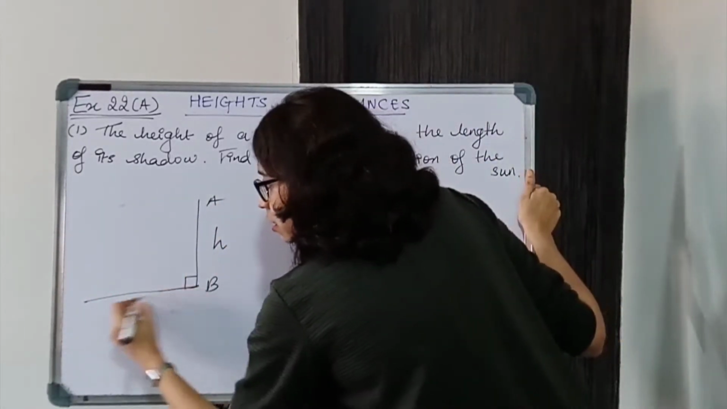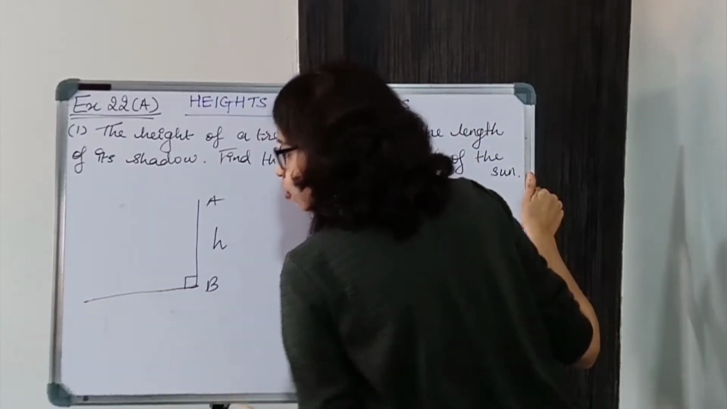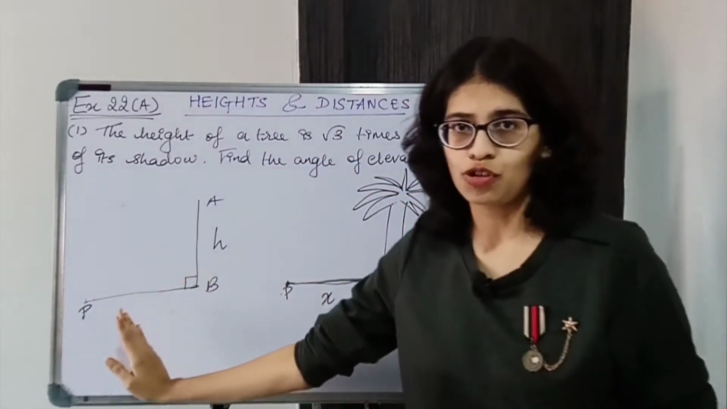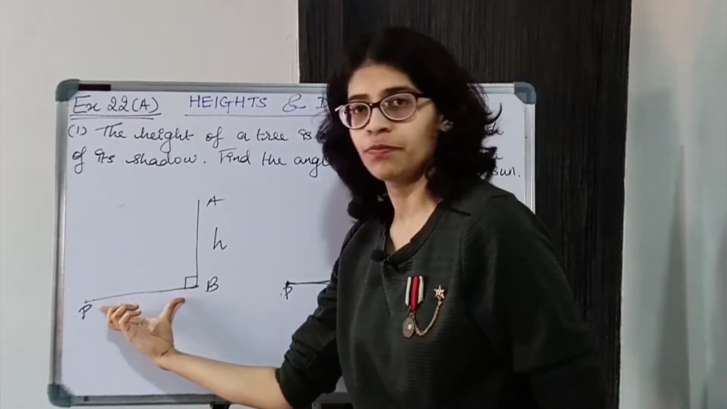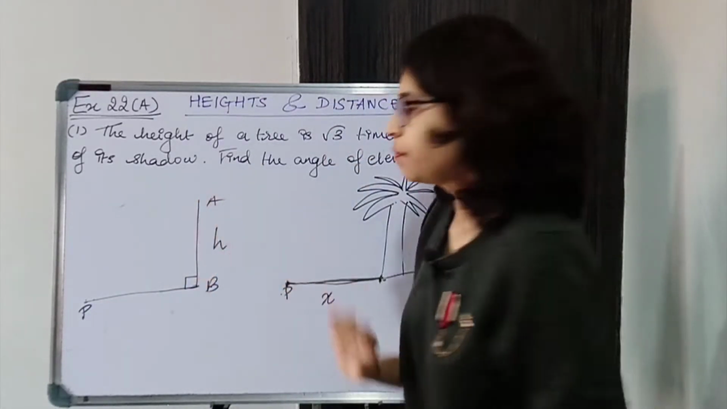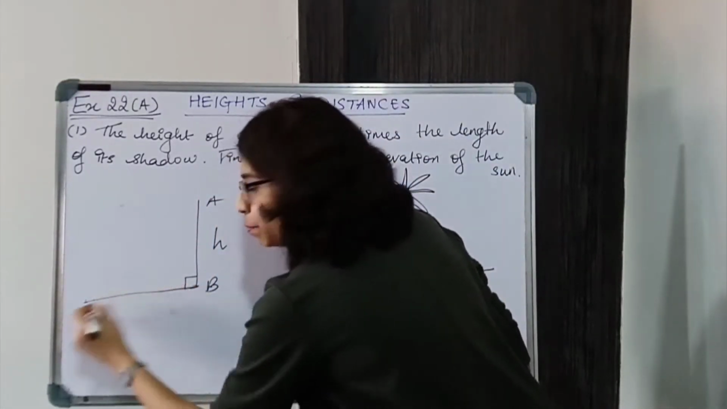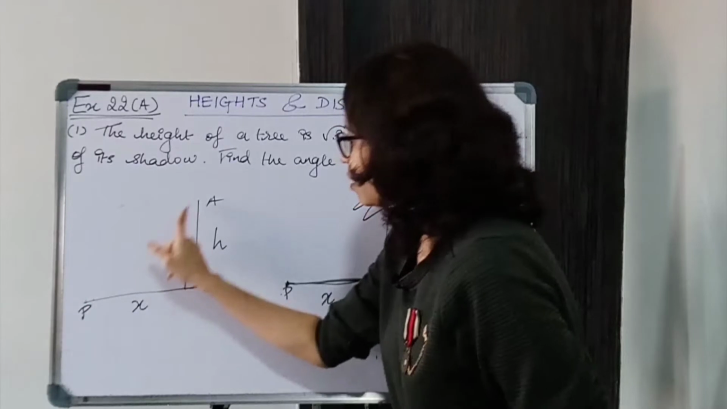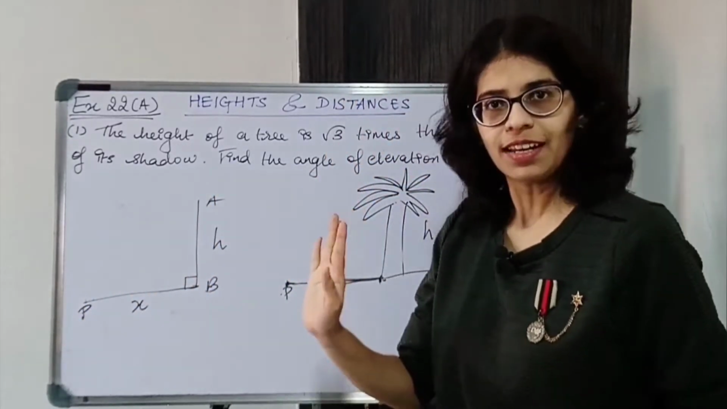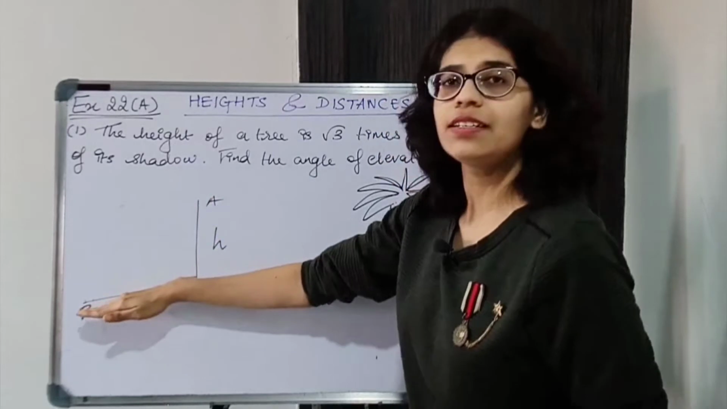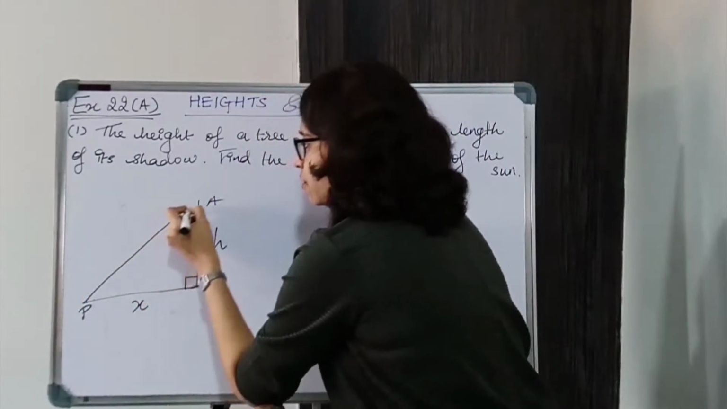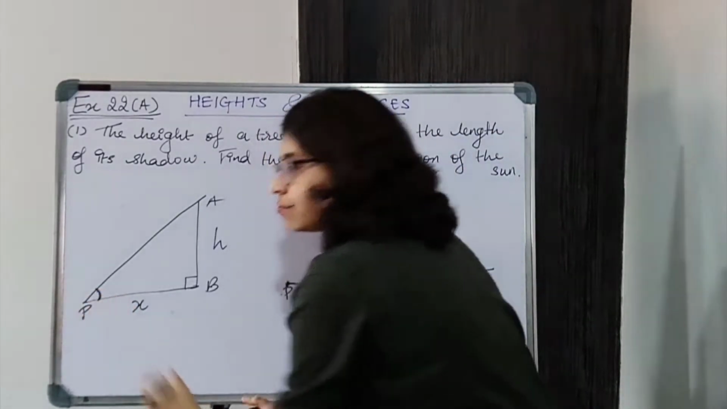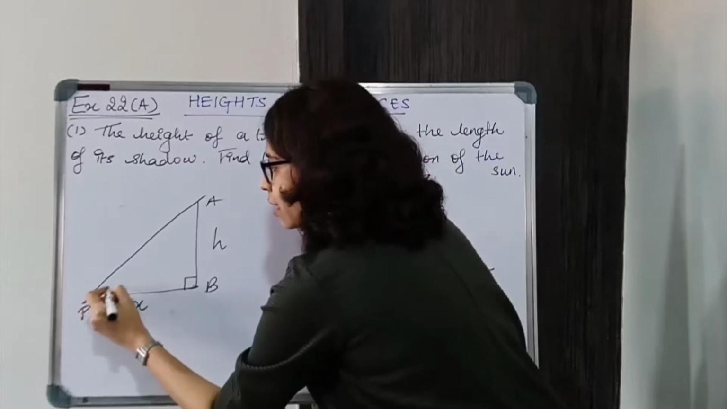Now this is the ground and here the shadow falls. So let BP be the shadow. This is the length of the shadow of the tree, which is BP, which is x. Now this is the line of sight, correct? This is the height, this is the distance, this is the line of sight. Now this is the angle of elevation. This is going to be the angle of elevation theta.